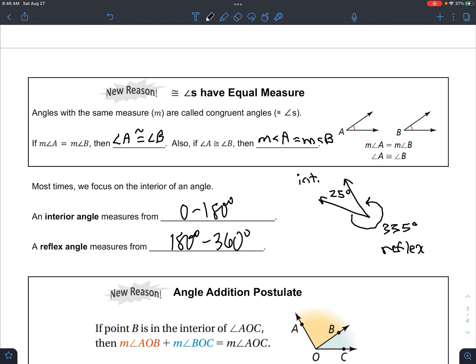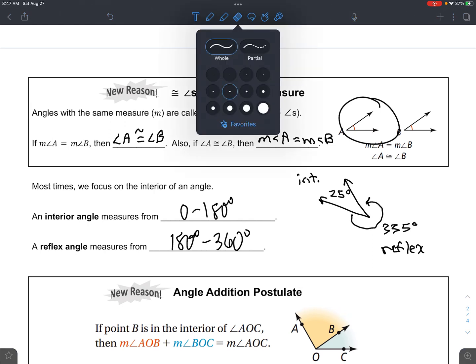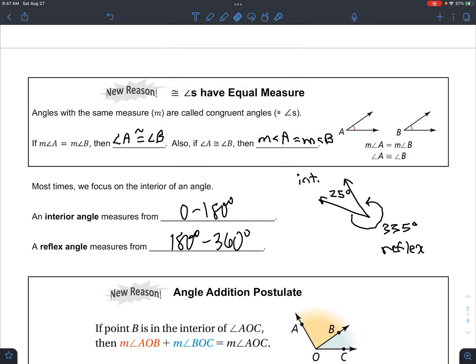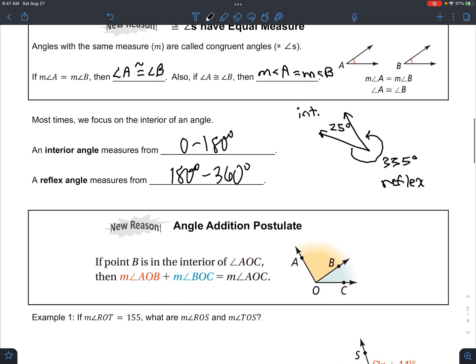We don't refer, so every angle, even this angle right here, has a measure that's an acute angle, but it also has a measure that's over 300 degrees. We will almost always be referring to the interior angle, so we won't really ever have angle measurements that are above 180. But that's what it is. That's how you name it.